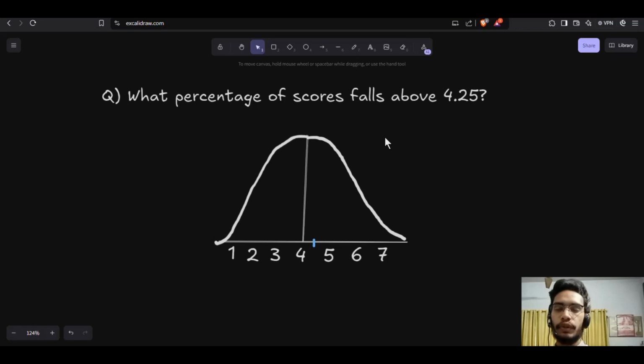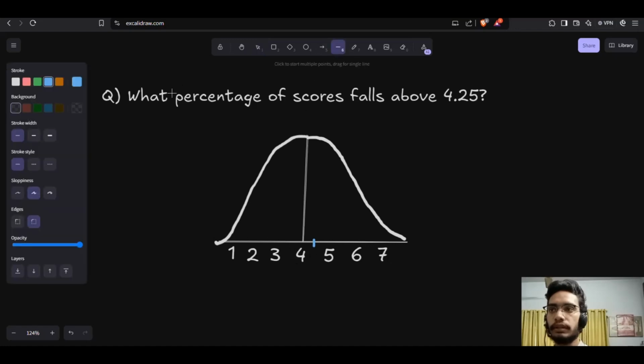Okay, so this is one of the interview questions that arises related to the z-score, and it says: what percentage of scores falls above 4.25? What does it say? So first you have to select what is the 4.25. Where is 4.25? 4.25 lies here, right? So I just wrote it here.